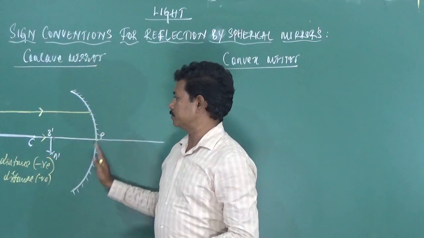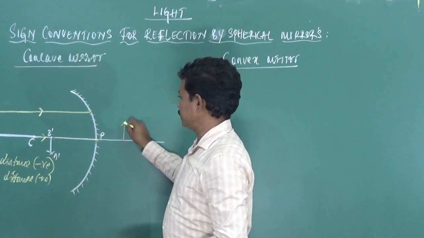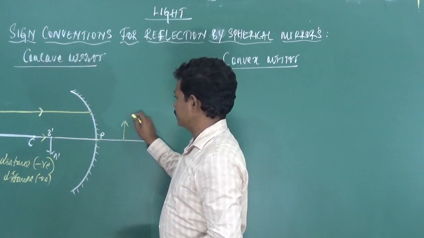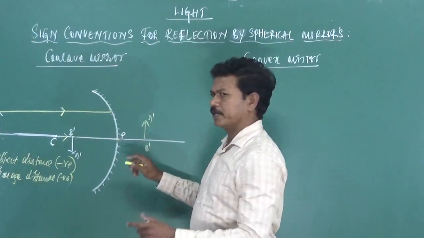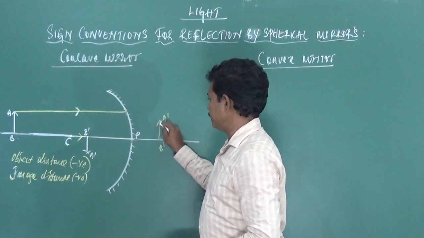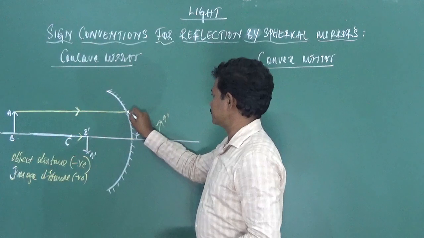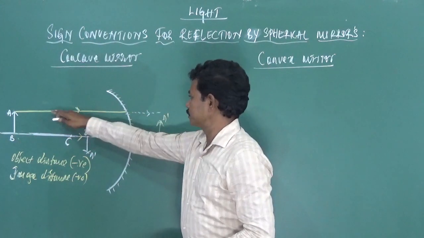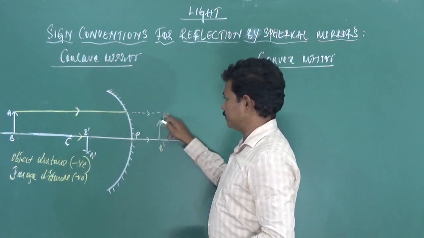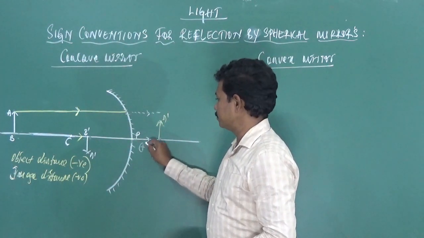In some of the ray diagrams, you may get the image here also. If you consider the image is somewhere here, you can take it as A dash, B dash. This is one of the consequences. As you are measuring this image distance from the pole of the mirror here, it is along the direction of the incident light rays. Incident light rays are coming in this direction, and we are also measuring this image distance in the direction of the incident light rays. Therefore, this distance should be taken as positive.